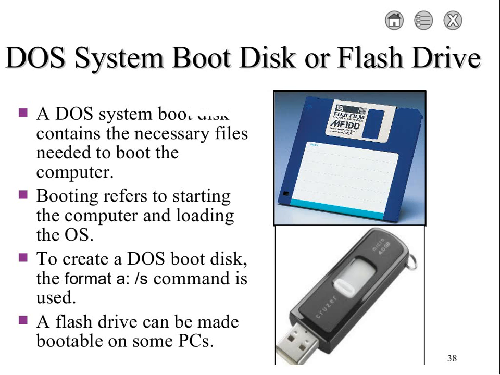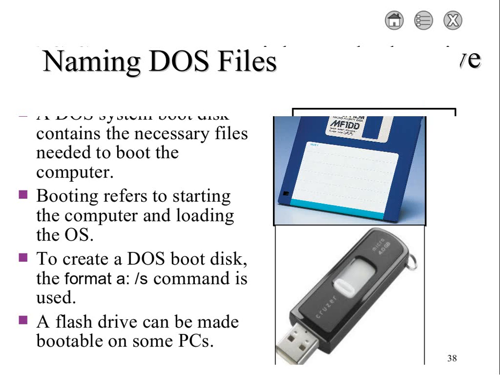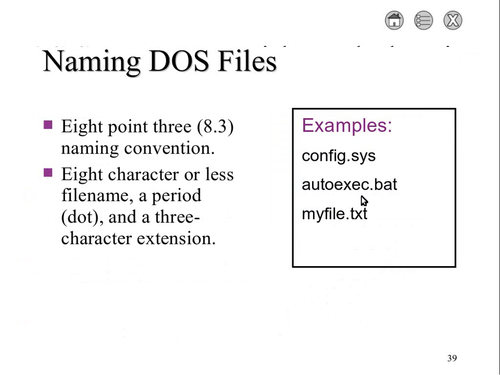I mentioned the names of files in DOS. DOS originally only had 8-character names. So the biggest name you could have would be like autoexec.bat. It had 8 characters followed by a 3-letter extension. And that was it. So if you wanted to save a file, you had to come up with a name that would fit in 8 letters followed by 3 letters.